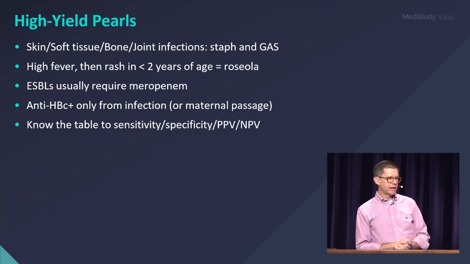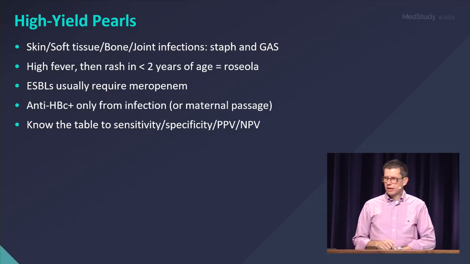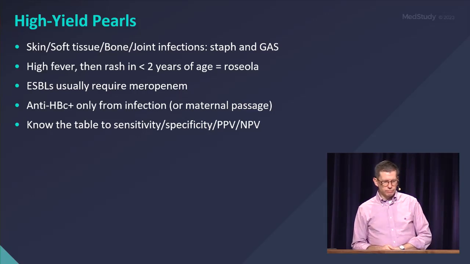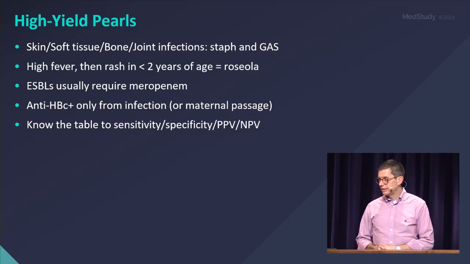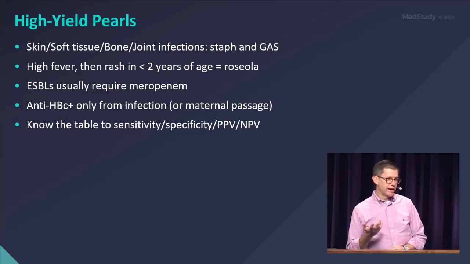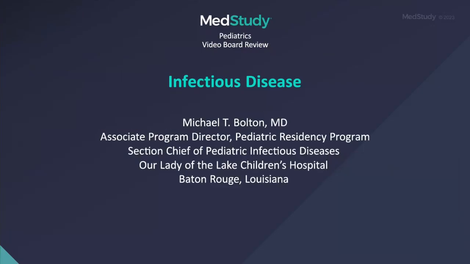ESBLs, extended spectrum beta-lactamases, we didn't spend much time on. I don't know how much is going to be on your boards, but typically you're going to use cefepime or meropenem for that. Hepatitis B core antibody is only from infection. So those are the 2 cases we did earlier. And one thing that helped me: I had questions about sensitivity, specificity, and positive and negative predictive value. So just know that. That has nothing to do with ID, but it was very helpful for me when I took my boards. Thanks, y'all.